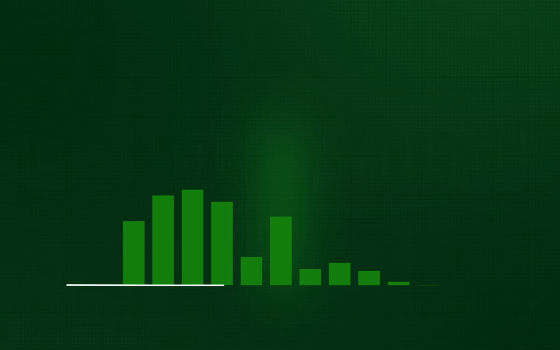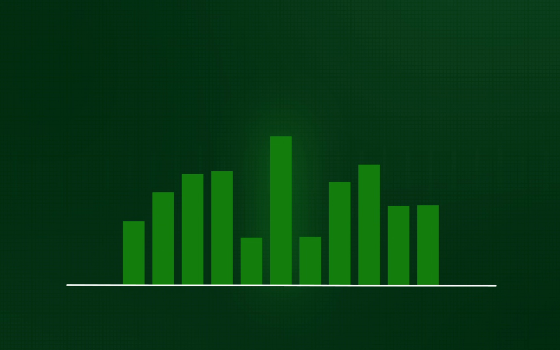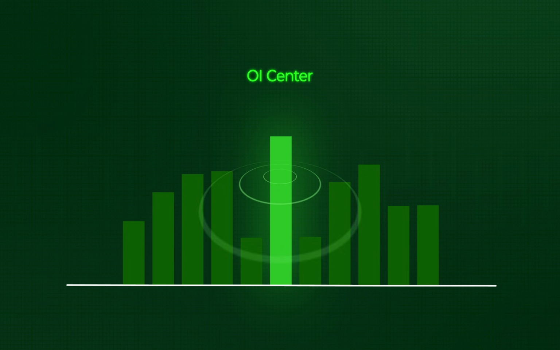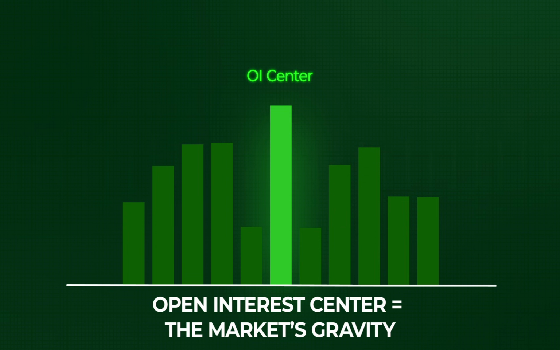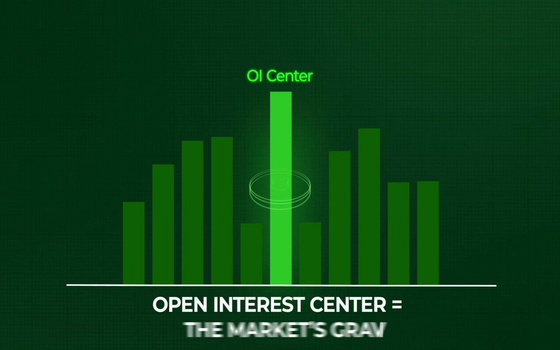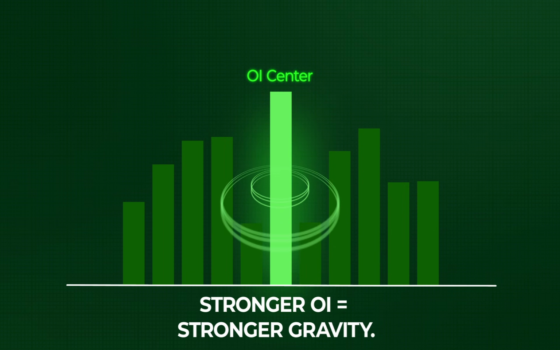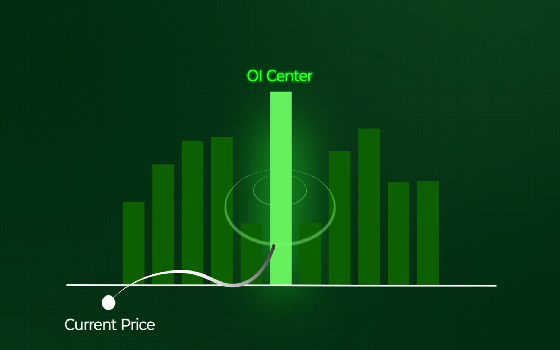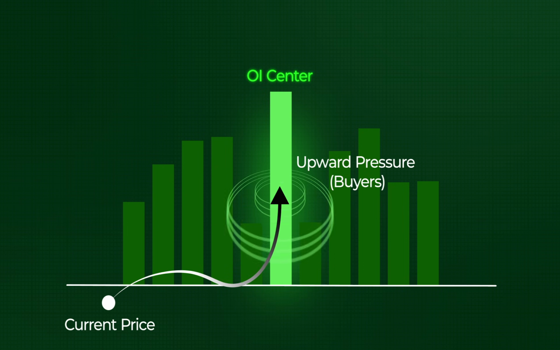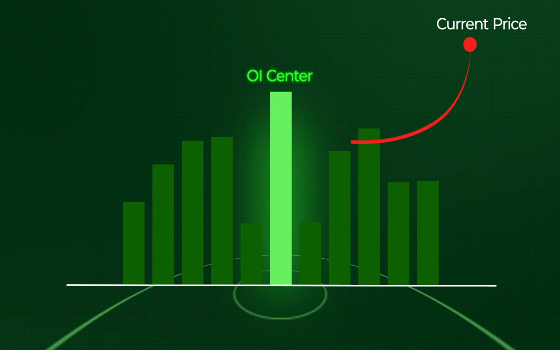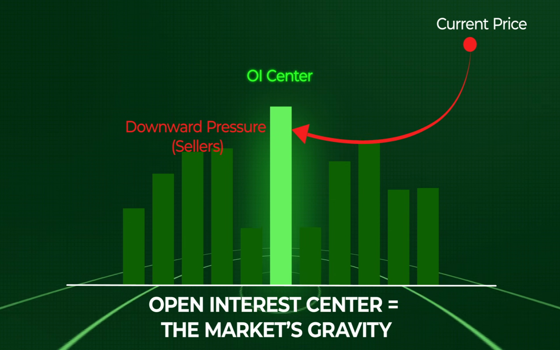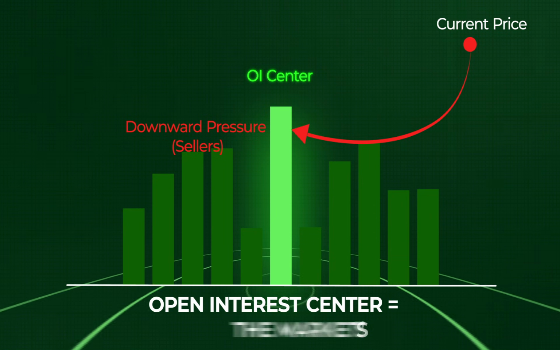In fact, let's talk about the core idea we decided to backtest: the open interest center. Think of it as the gravitational point of the options market, the level around which all the positioning revolves. The more open interest there is, and the closer we get to expiration, the stronger that gravity becomes. When the stock trades below that point, there's usually buying pressure pulling it upward, like gravity drawing price toward equilibrium. When it trades above, that same force flips. Sellers step in, pushing it back down.